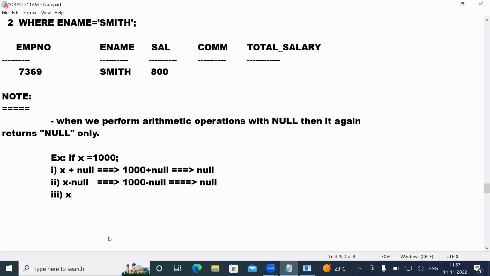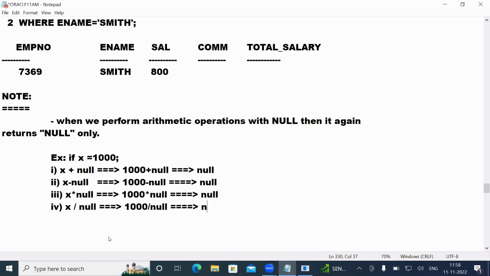Same as if you want to show x into null, then same as 1000 into null. And again it's showing what now? Null only. The next operation, x by null, then again it was showing here x value 1000. 1000 by null equals null only. So these are actually the problem. That means if any arithmetic operator performs some operation with a null, then it again returns null only.